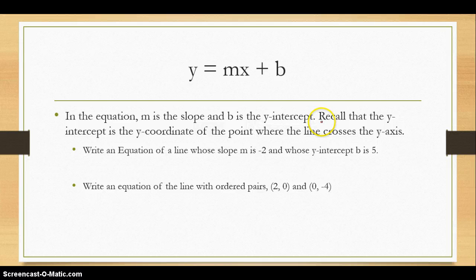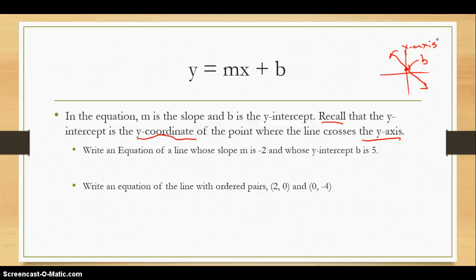Recall, this is the important part for this chapter, recall that the y-intercept is the y-coordinate of the point where the line crosses the y-axis. Okay, so if we had a line, this point right here would be our b, right here, where it crosses the y-axis. Okay, that is our b.